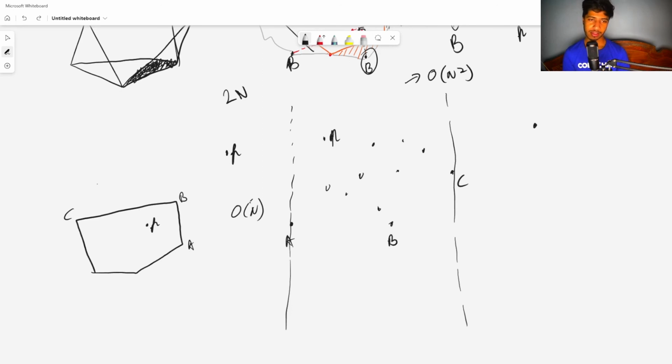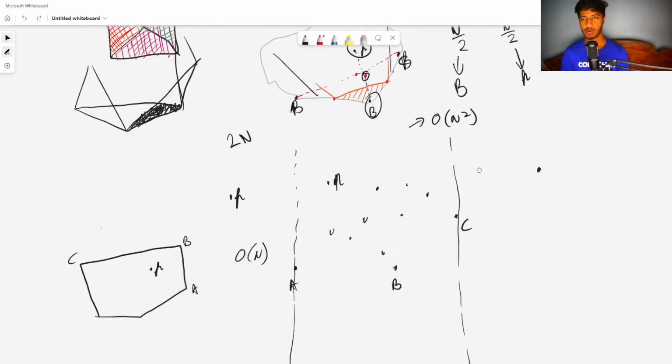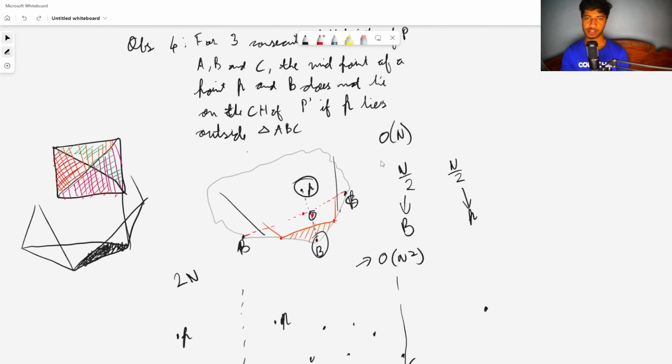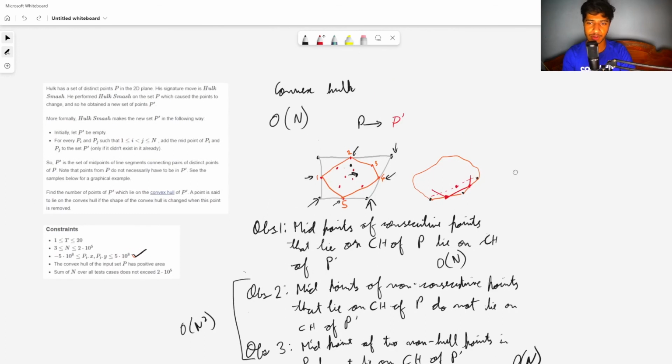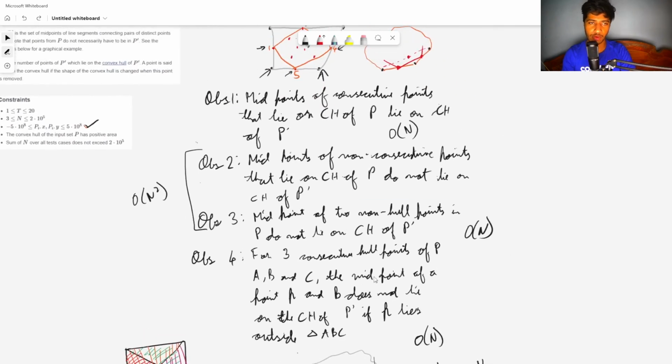So in O of n, you find all the points that can be hull points of P dash, and finally in O of n, you find the convex hull of all those points, and that is your answer. Hopefully it's clear. These 4 observations are the crux of this problem. Okay, so now let's move to our implementation.